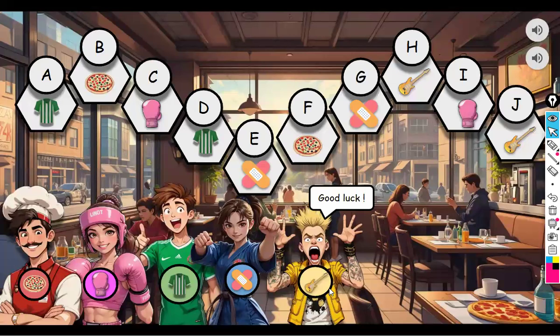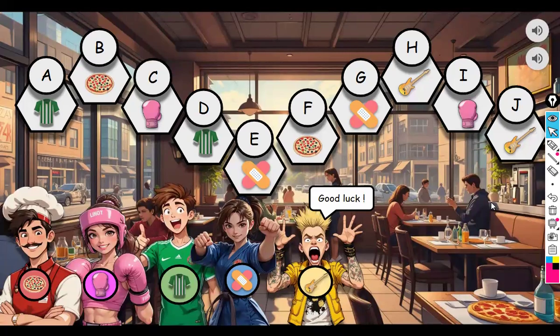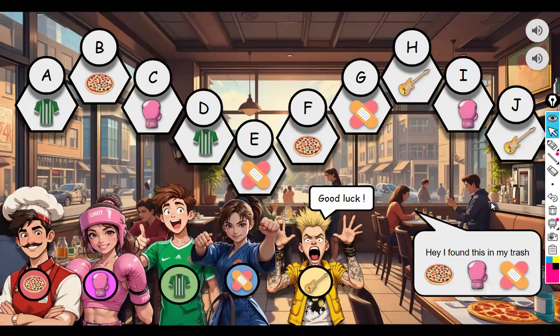Somebody got 0. Don't worry, if you got 0, keep your eye on the lady at the back table on the right-hand side. Keep your eyes on her. And it seems that she was going through her trash and she found a pink boxing glove and a bandage. So I hope that helps somebody who got 0. Sorry, you'll get better luck next time.